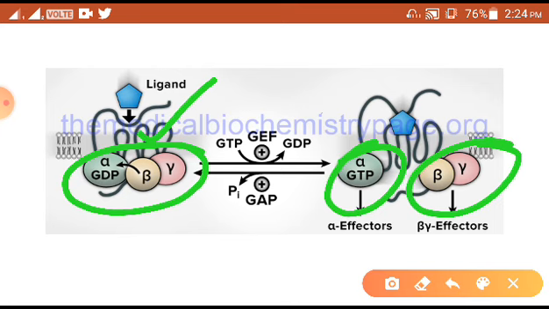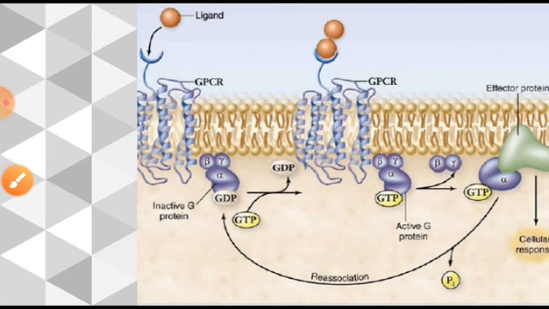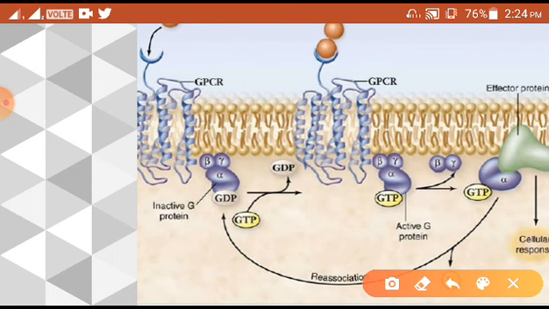And this alpha is separated from beta and gamma, and then it will perform the next step that I will tell you later. Here also you can see this. This is your GPCR receptor, this is your ligand, and here the alpha, beta, gamma unit with GDP is present on the lower end of the structure, right?